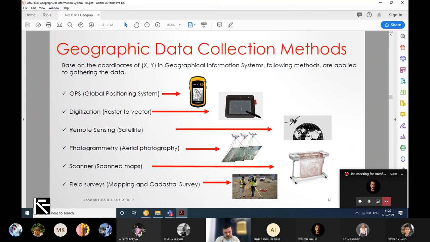And we have field survey, which is mainly done by survey engineering. They are using different tools, such as a total station, such as a leveling instrument, which is typically known as the Nivo, and theodolite. These are different field surveys. Of course, we have GPS, we have a 3D scanner nowadays, and all of them can be useful for the purpose of data collection.